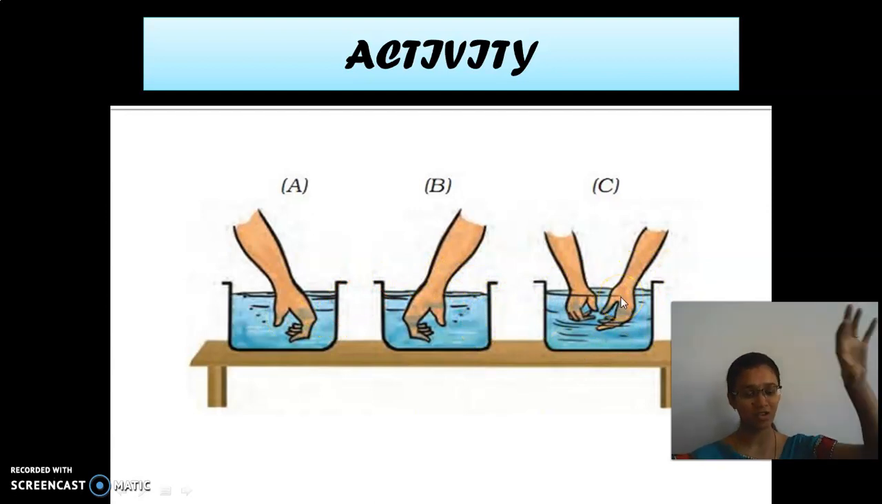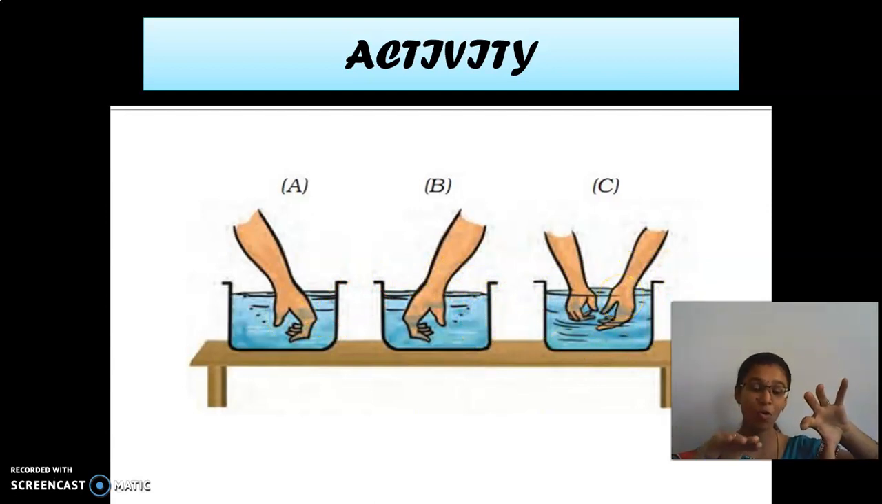So, pour a glass of hot water and a glass of cold water into beaker C. Now it's completed. What is that? The first one consists of hot water, the second one consists of cold water, and this one consists of both hot water and cold water. Now keep your hands inside it. If you don't feel like keeping your hand in, just keep a finger inside it.